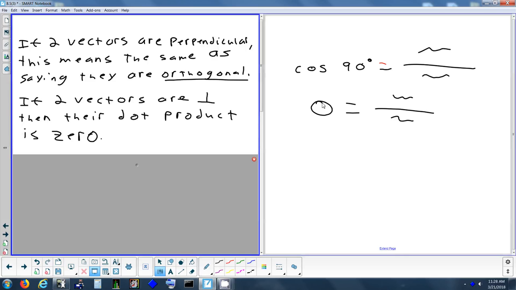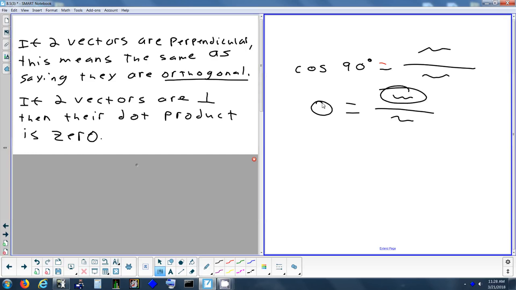So if the dot product comes out to 0, then you know your vectors are perpendicular. You don't have to do any more work. Because if the dot product comes out to 0, you're going to have 0 divided by something. Doesn't matter. 0 divided by anything comes out to 0. If that side comes out to 0, the angle has to be 90. There's no other number you can take the cosine of and get 0. It's got to be 90.